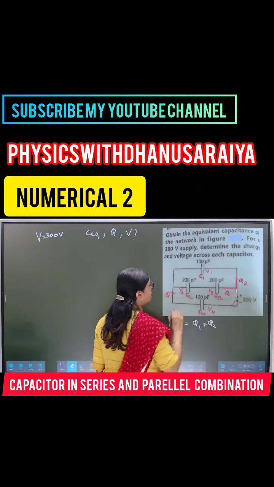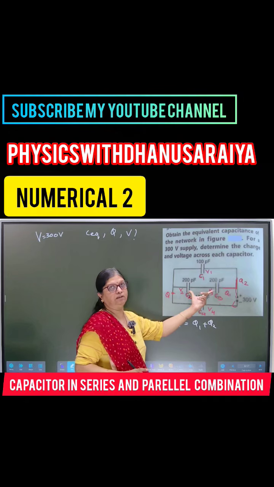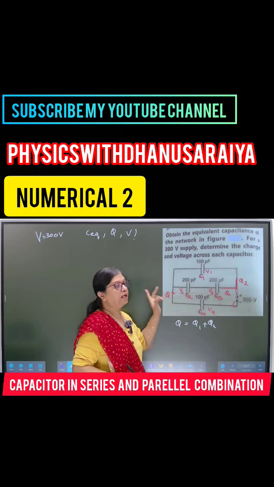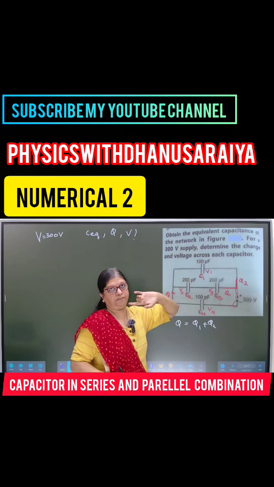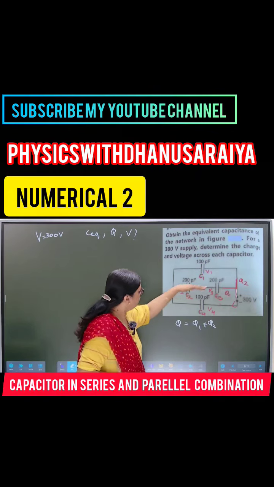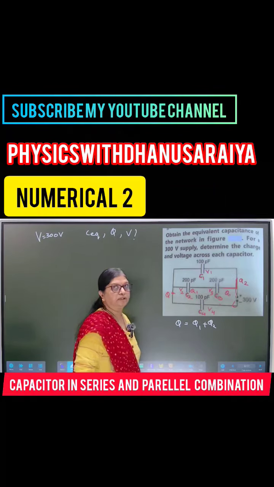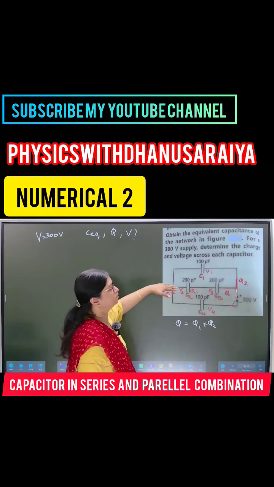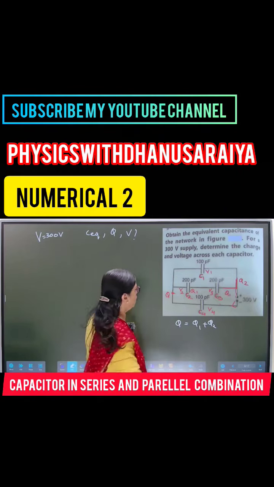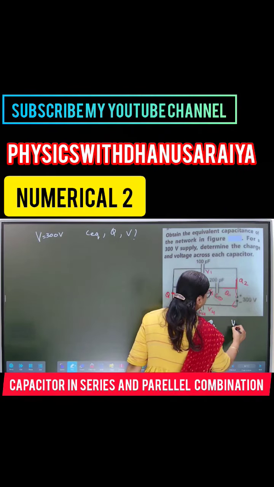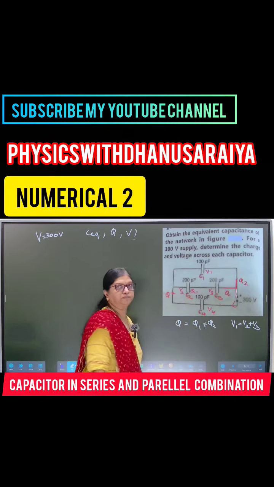Okay. And remember that for a series combination, charge is the same, and for a parallel combination, potential is the same. Fine. So for C2 and C3, Q1 is the charge, and for this line and this line, the potential remains the same. So we can write V1 should be equal to V2 plus V3 together.